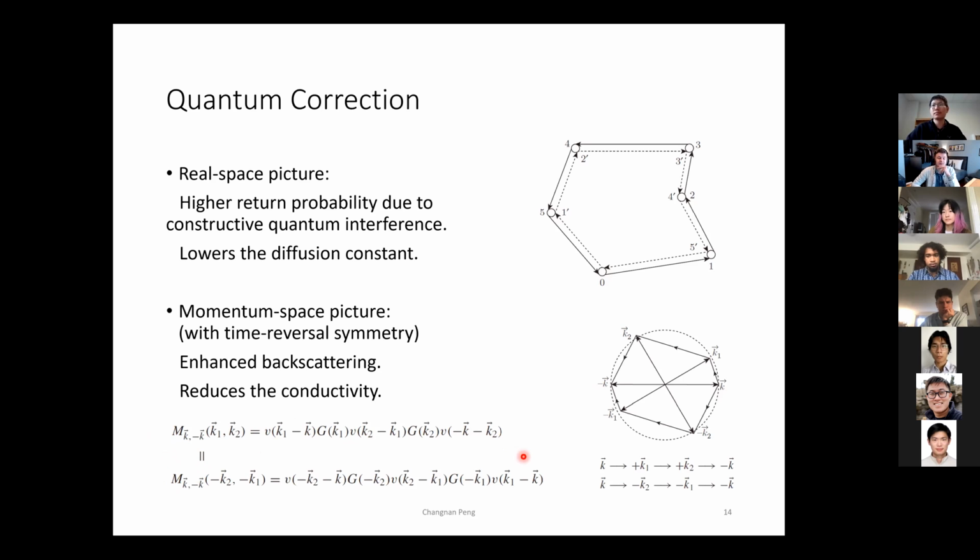What would happen, maybe this is obvious, if I introduce a magnetic field? I'll break time reversal, and then in the real space picture the phases will be different. And so could I then go from a localized state to an extended state? My states are localized, I introduce a magnetic field, I then go to an extended state?